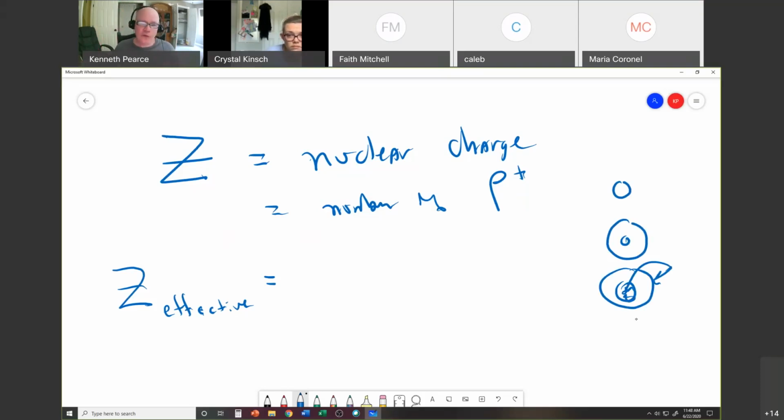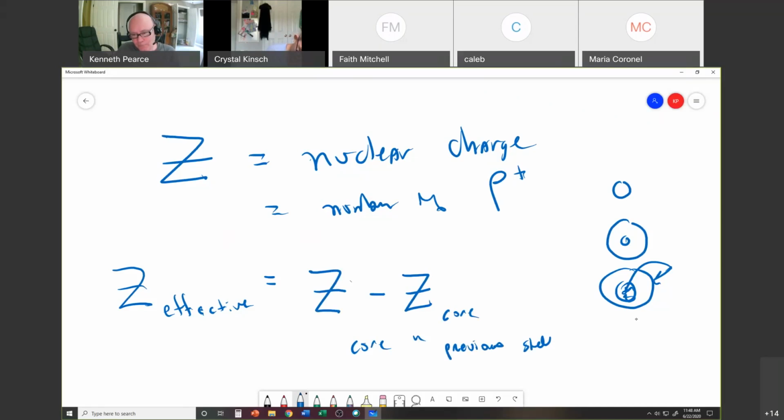There are all sorts of ways of calculating Z effective, and the book goes into several ways. I will tell you, there's really only one way that matters: you take Z, which is the nuclear charge, and you subtract off Z core. And what is the core? Previous shell. That's all it is, previous shell.